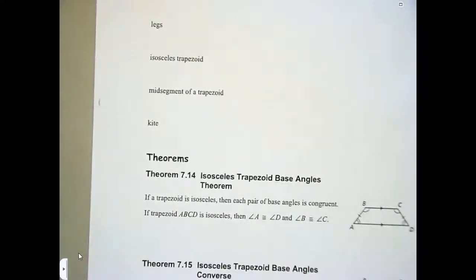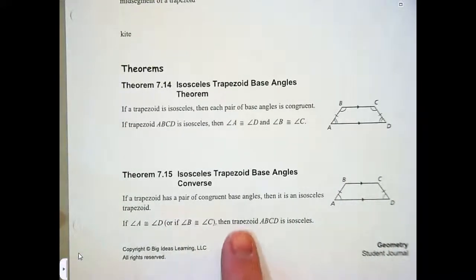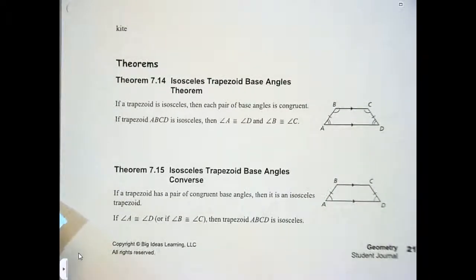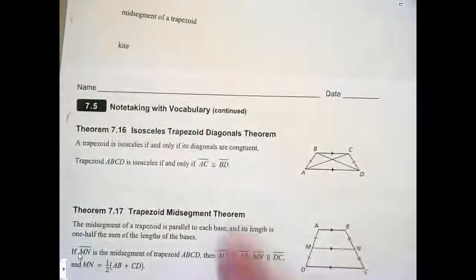Okay, how many are talking right now about the isosceles trapezoid base angles theorem? Okay, how about the isosceles trapezoid base angles theorem converse? Okay, what's the converse? Yeah. When you're trying to prove a quadrilateral is an isosceles trapezoid, that's when you'd use the converse. Just like what Maddie said about parallelograms up there, right? Good job, Maddie. Okay, and isosceles trapezoid diagonal theorem. Who said that one?